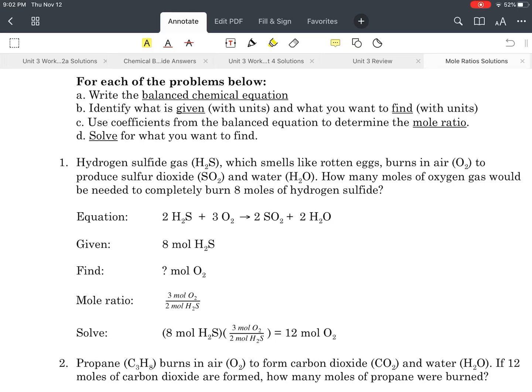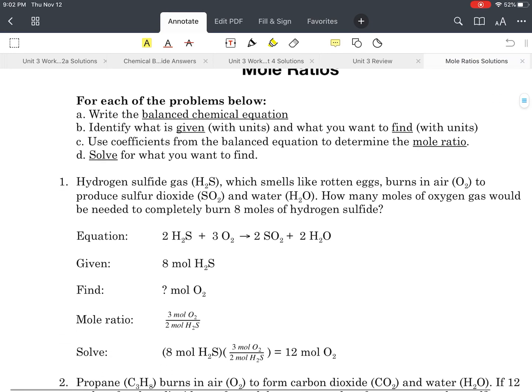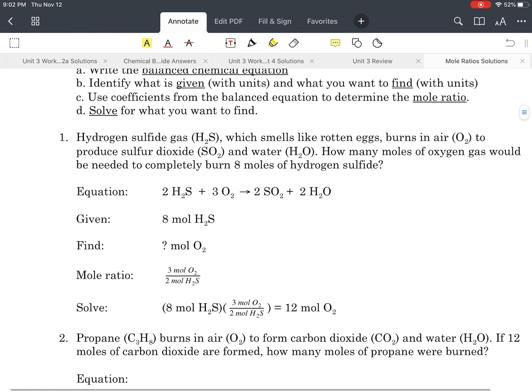Hey, physical science folks. I'm coming to talk to you about the mole ratios worksheet and more specifically on how the heck we come up with the equation from all of this given information in each problem.